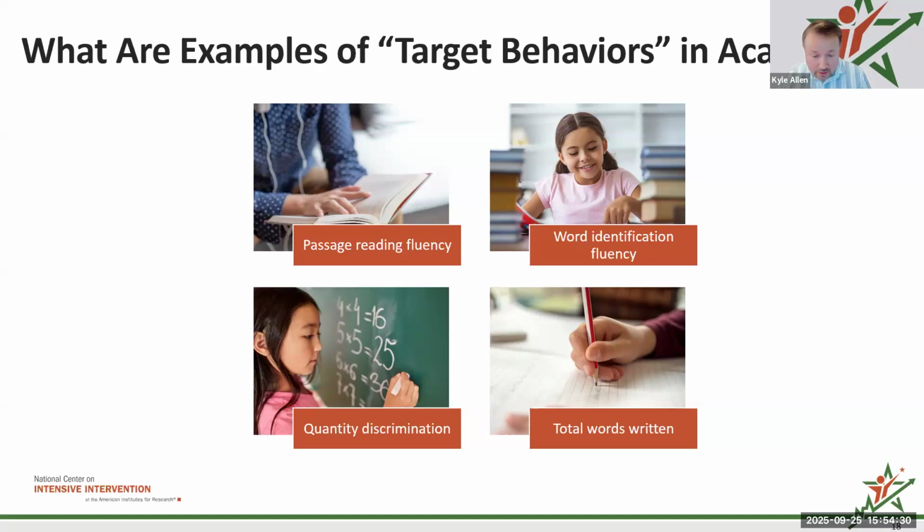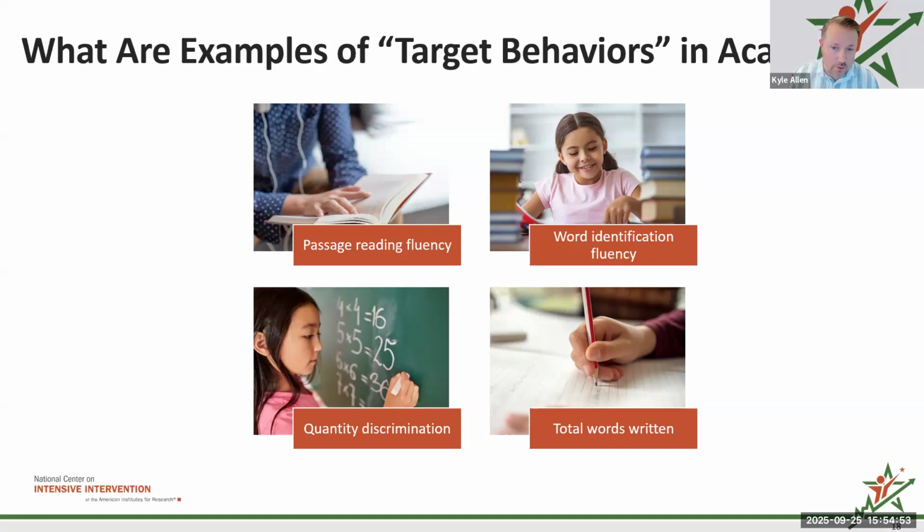So perhaps we have data, whether it's screening data, whether it's data from an IEP that says this is a skill that they struggle with. And so we want to target that behavior. And if we're going to target it, we certainly want to measure it, right? To determine if we're making a difference, if those interventions that we're providing are working or not working, right? So passage reading fluency would be one of those.